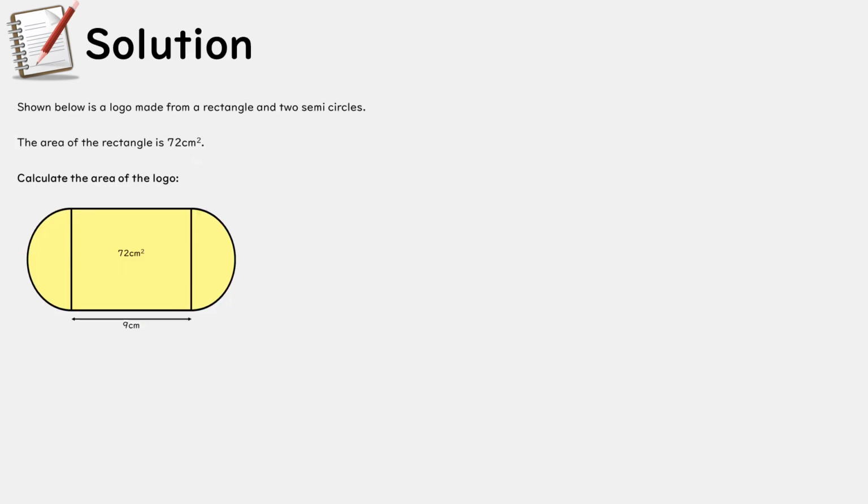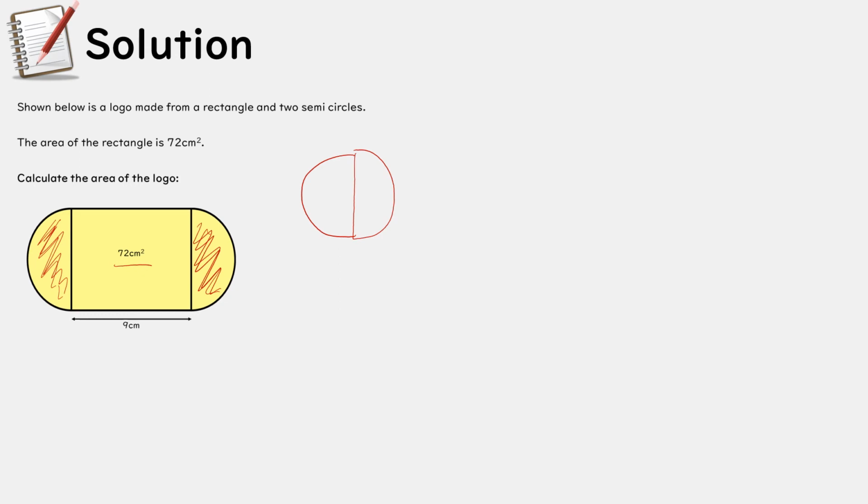Okay, so here we've got to work out the area of the whole logo. We're given already that the rectangle is 72. So I need to find the area of this bit here and the area of this bit here and add them on. Well, if we notice, this is a semicircle here, this is a semicircle here. So actually those two will form one circle when we put them together like this.